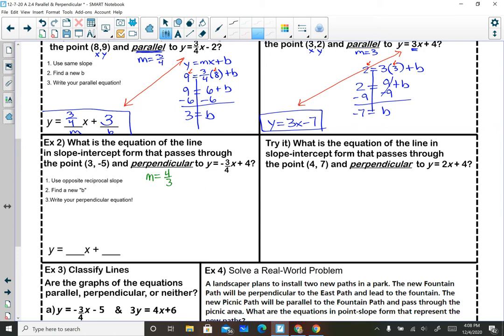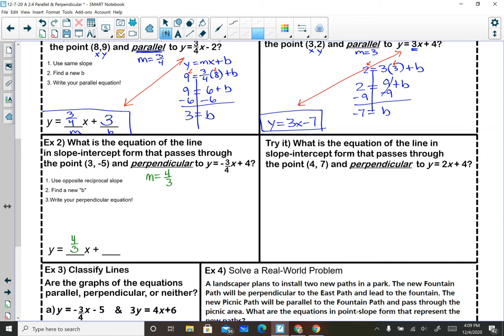Okay, so we're going to go ahead and use the slope of 4/3, so we know it's perpendicular to this equation. And we have to find our new b. So y equals, we know, is going to be 4/3 x, but the new b is what we're going to find, just like we found it up here. We found a new b up here, we're going to find a new b down here.